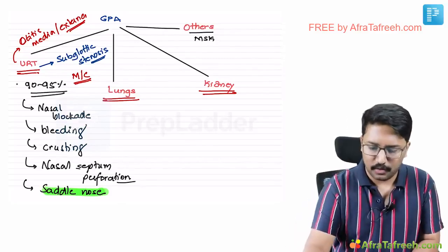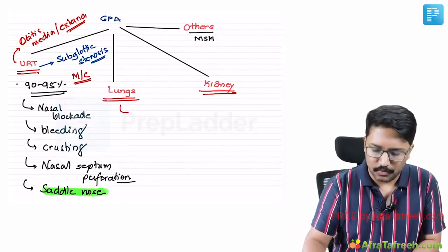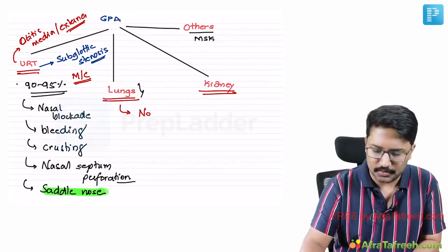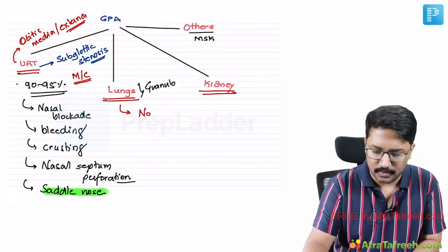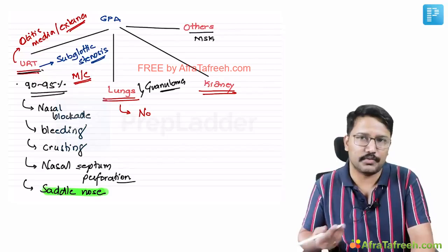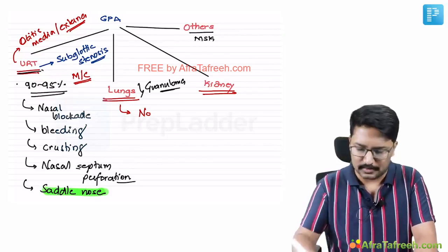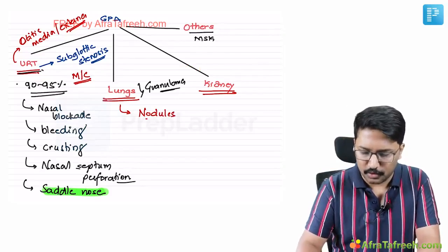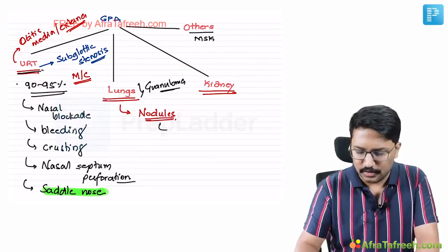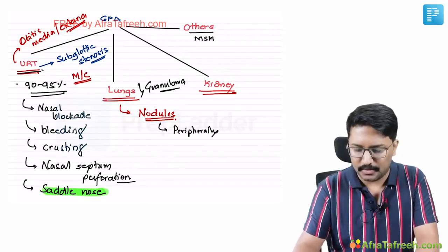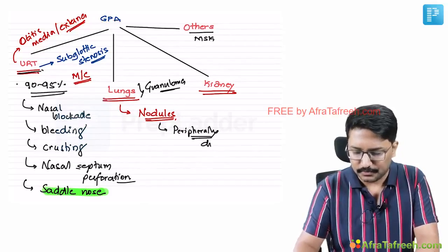Okay. Now, the lung involvement is usually in the form of nodules. Like we are talking about a granulomatous condition, right? So in the lungs, we will start seeing granulomas. Now, in the upper respiratory tract, some of the manifestations were because of granuloma formation. So we will also see granuloma formation in lungs. Patients can present with nodules. And when we talk about nodules in the lungs, these nodules are mostly peripherally distributed, right?